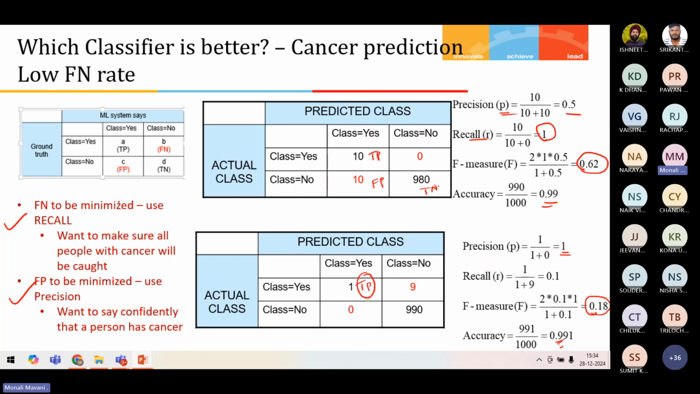But let's understand this from a different perspective. Same problem, say cancer prediction. Your objective is stated: you want to make sure that all people with cancer will be caught. Cancer, or all the people with a disease, will be caught. You don't want to leave out any people having the disease. You don't want to leave out any people having COVID.